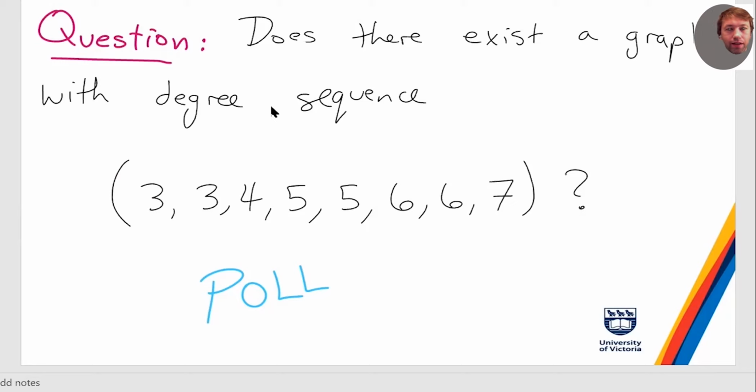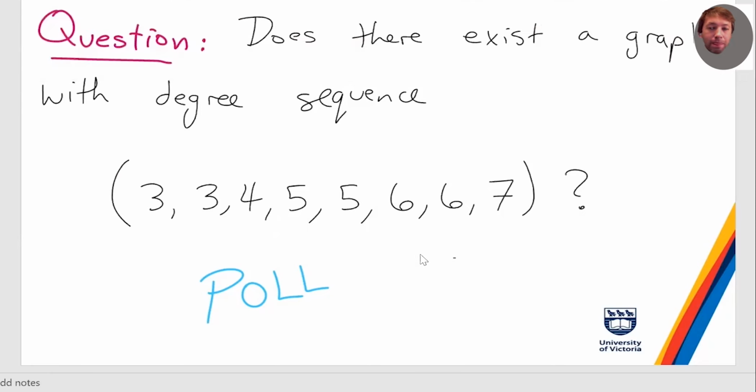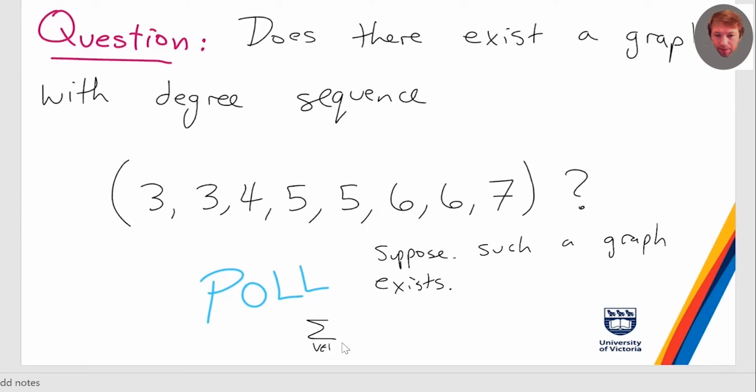Okay, I'll leave this open for a second and just discuss it a little bit. But I think there's a bit of a mix in the results. So the point is, this is using what we just learned, the handshaking lemma, right? Suppose such a graph exists. What if I take the sum of the degrees of vertices in that graph? Now I have to add up numbers. 6, 10, 15, 20, 26, 32, 39, right? That would be equal to 39.